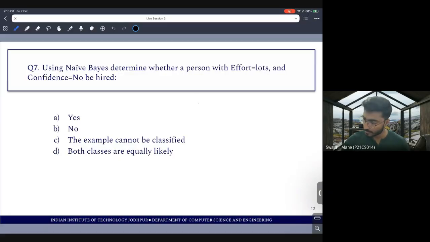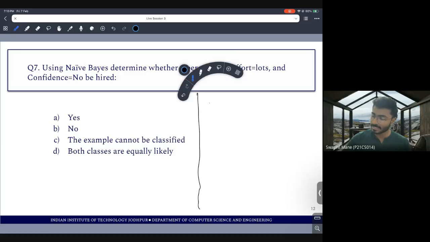Okay, yeah. So let's discuss it. Someone has stated that option D is correct, that both classes are equally likely, or that it is hired or it is no. Let's see which one is correct. As already stated, we need to compare the probability of hired, given that efforts is lots and confidence is no.